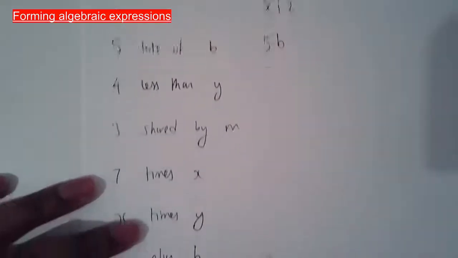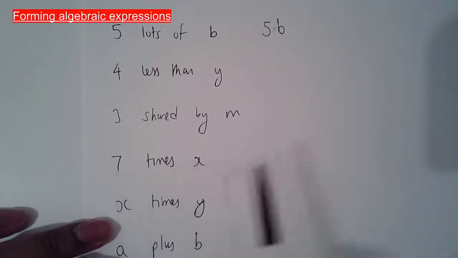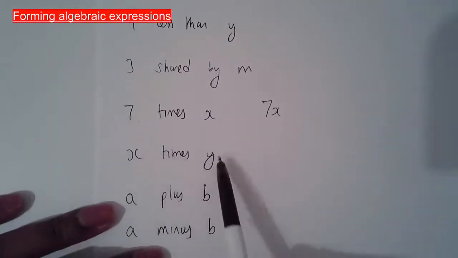Right, similar question down here, look, 7 times x, 7 multiplied by x, 7 lots of x, you write 7x. Here, x times y, xy.